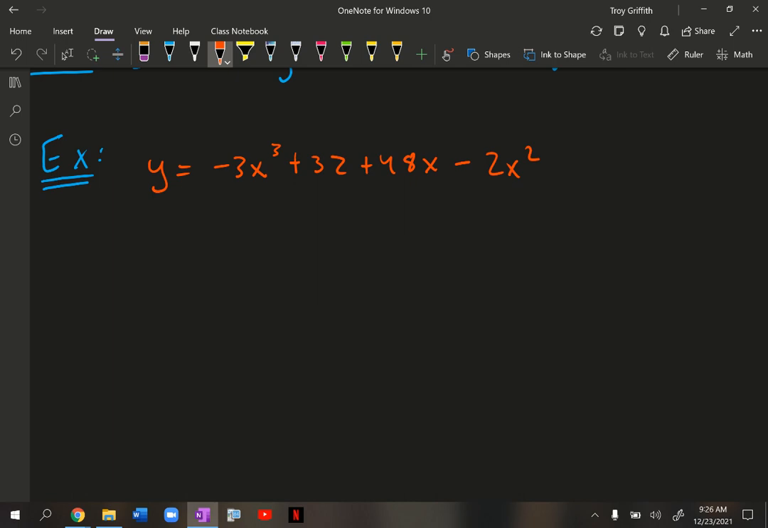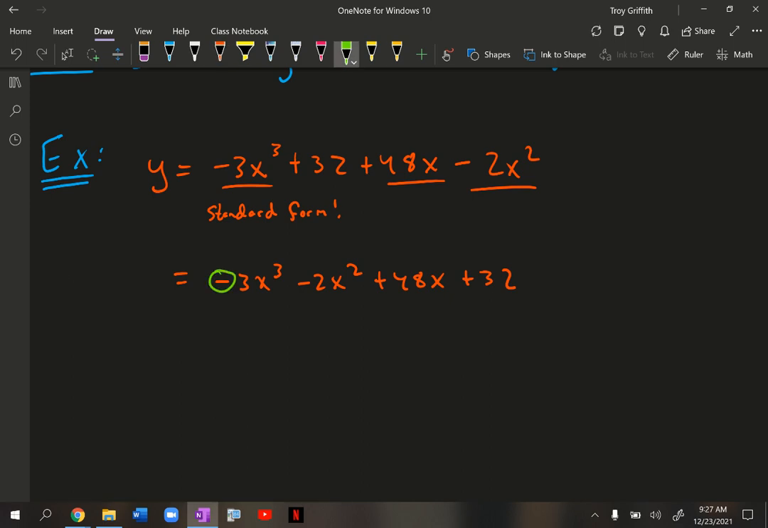Okay. All right, first things first, before you even think about factoring at all, put it in standard form. This is not currently in standard form. So I'm going to rearrange this a little bit. This will be negative 3x cubed minus 2x squared. We're going to put this in decreasing order of the exponents, plus 48x plus 32. Okay, and then what you'll notice here is, hey, this leading coefficient is in fact negative.